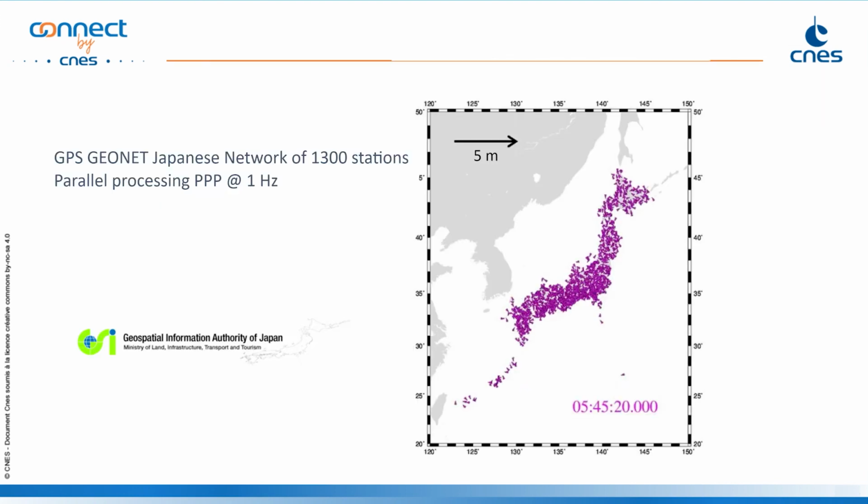This last example is a study that we have conducted by processing the data from 1,300 stations of the GeoNet network in Japan. The data from these stations were processed independently in PPP mode with GINS, and the coordinates were estimated every second. This animation shows the deformation of the Tohoku region, as well as the propagation of seismic waves during the 2011 earthquake in Japan.